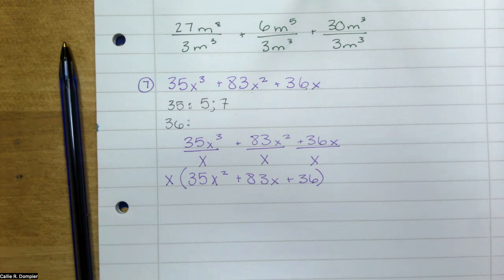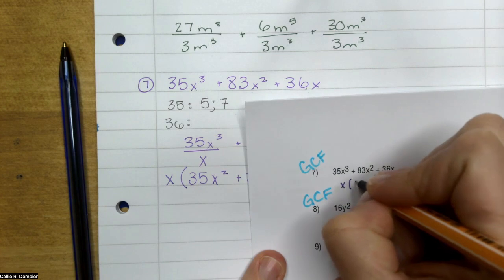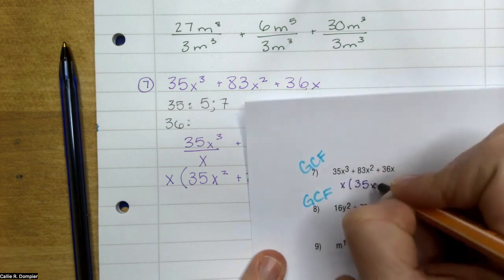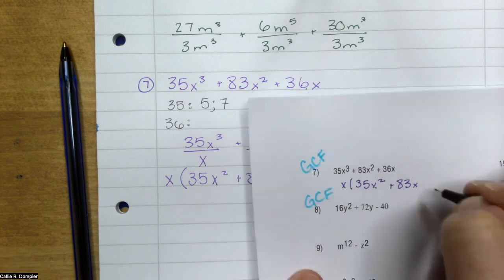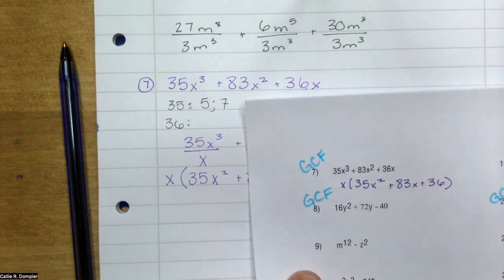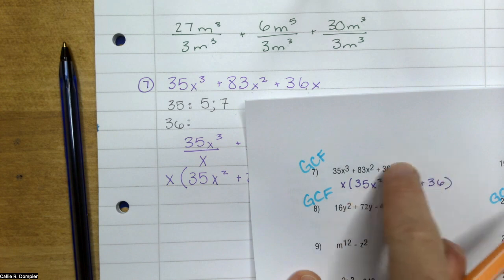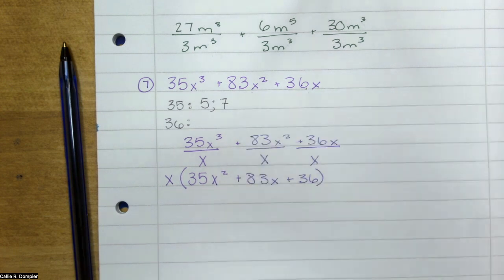Good. So that's factoring out the greatest common factor for number 7. So for number 7 so far, we have x times 35x squared plus 83x plus 36. Now, it is possible to continue factoring that, but right now I just want to focus on greatest common factor, okay?